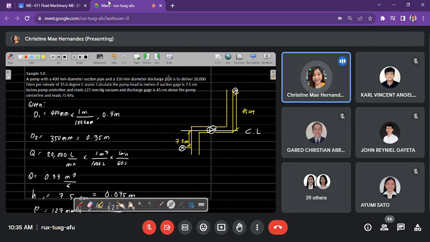So, ang sabi nga dito kanina, yung atin daw suction gauge is 7.5 cm below the center line. So, ito yung center line natin. And meron daw siyang gauge pressure na 127 mmHg vacuum. Tatandaan nyo, vacuum pressure siya. So, meaning, pag inano natin siya is negative. Then, meron din tayong discharge gauge, 45 cm above the pump center line, and reads 75 kPa.